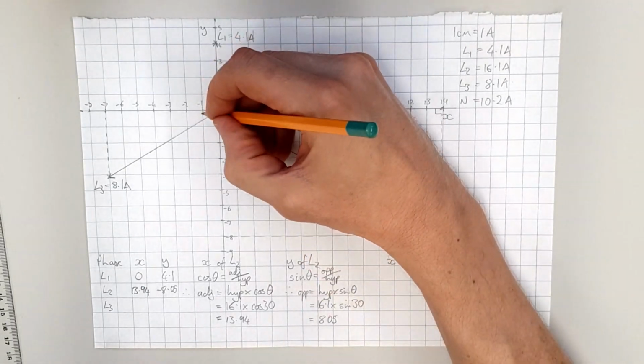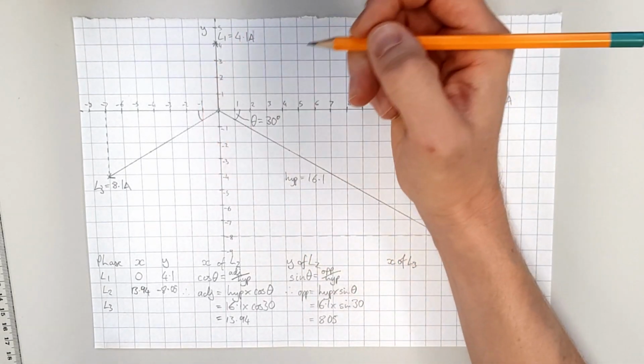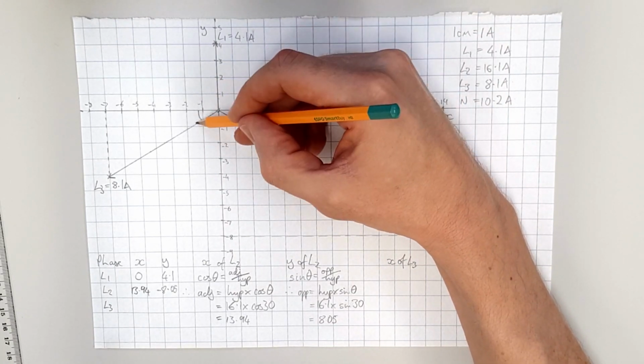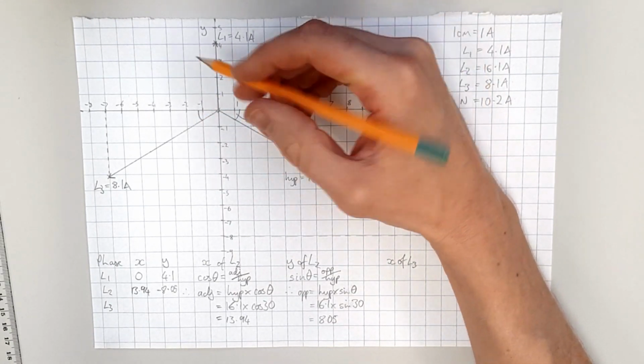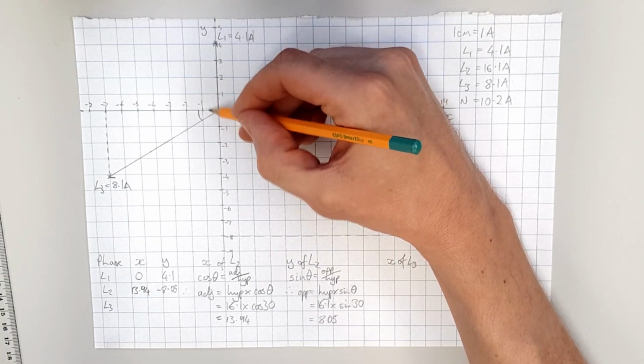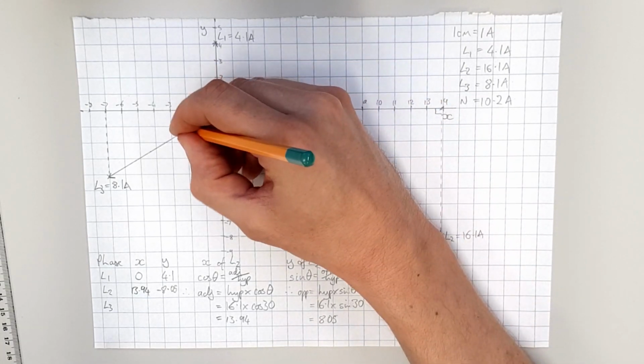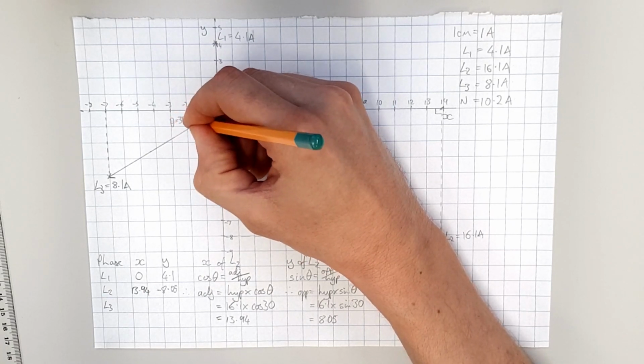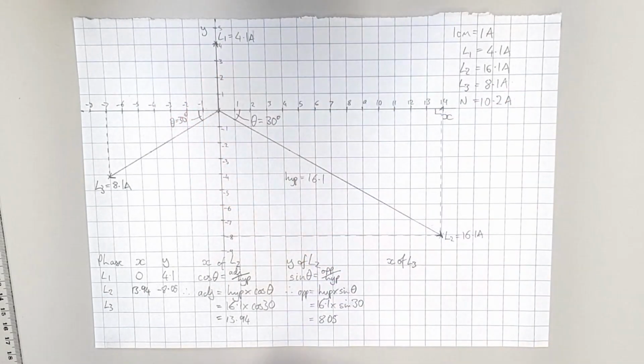Well, again, we need to know the angle. We need to know what this angle is here. Fortunately, we know that between here and here is 120 degrees. Between here and here is 90 degrees. So 120 take away 90 leaves us with theta for this angle of 30 degrees once more. So we've got the same angle there, which is super helpful.